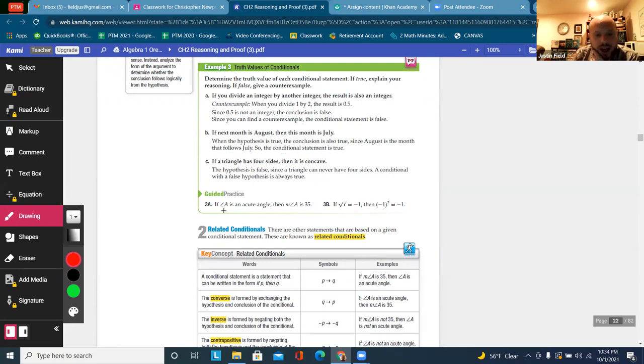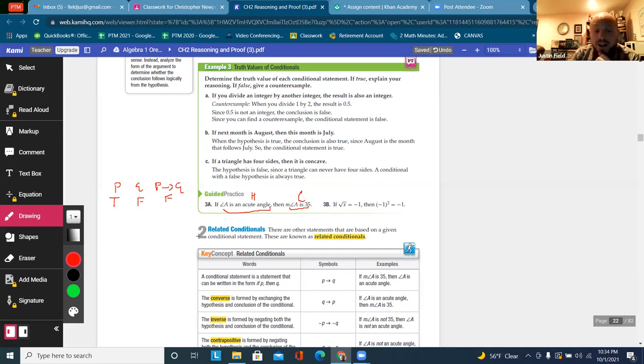If angle A is an acute angle, that's our hypothesis, then the measure of angle A is 35. That's the conclusion. Okay. So I can think of a counterexample. Remember, if we could say the hypothesis is true, but the conclusion is false, then the conditional is false. So is this a true conditional statement?